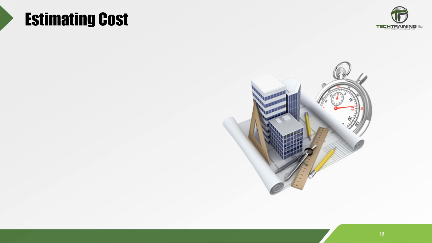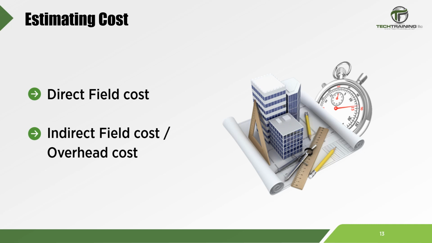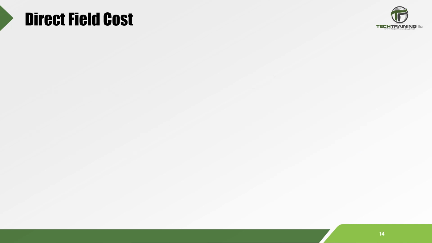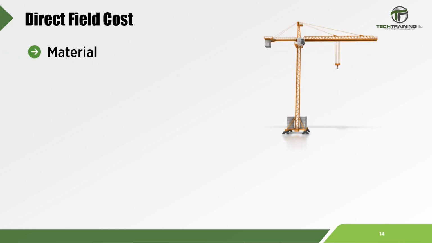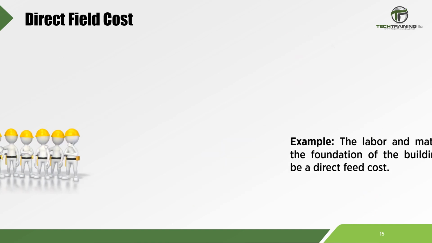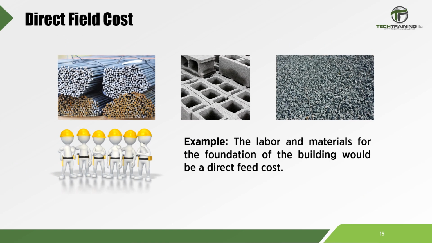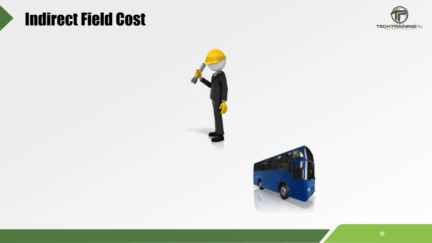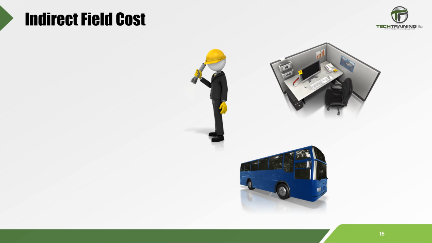As an example, there are direct costs and indirect costs. Indirect costs are also referred to as general conditions or project overhead. The direct field costs are the material, labor, equipment, or subcontracted items that are permanent and physically part of the project. For example, the labor and materials for the foundation of the building would be a direct cost. The indirect field costs are the costs for the items that are required to support the field construction efforts.